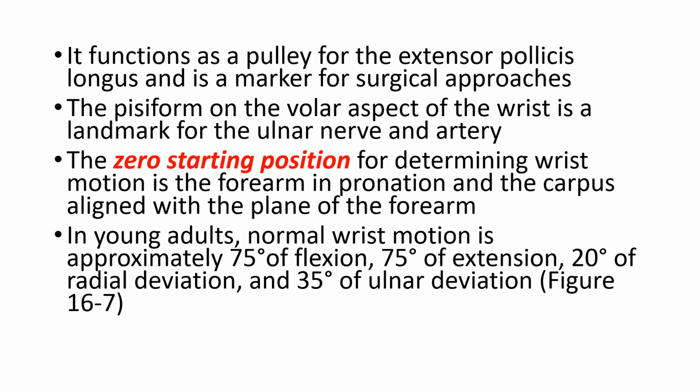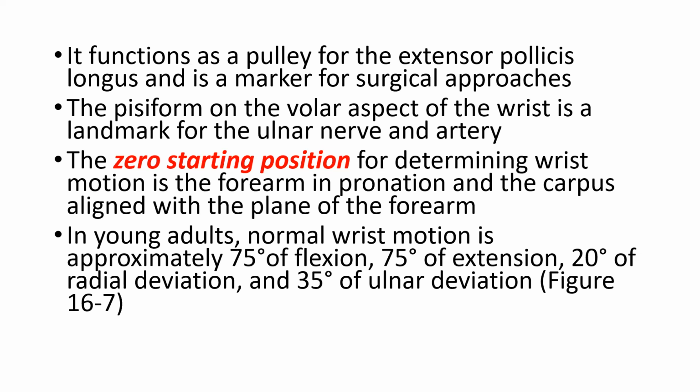It functions as a pulley for the extensor pollicis longus and is a marker for surgical approaches. But Lister's tubercle during fractures or rheumatoid processes can irritate the extensor pollicis longus and result in a rupture. The pisiform on the volar aspect of the wrist is a landmark for the ulnar nerve and artery.